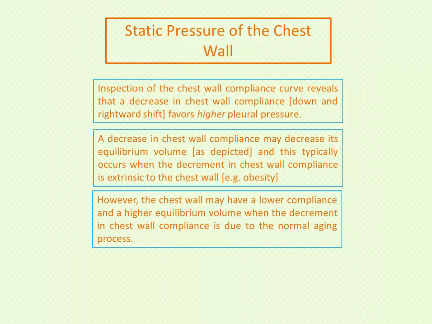In some of the older literature that looked at chest wall compliance in the elderly, healthy, non-obese elderly patients, there is a decrease in chest wall compliance, but the chest wall compliance curve, while it shifts down and to the left, it also shifts upwards in parallel. So there can be a higher equilibrium volume or a higher FRC even though there is a decrement in chest wall compliance, and that is not due to extrinsic compression of the chest wall by obesity, but due to changes in the intrinsic bony articulations of the thorax.